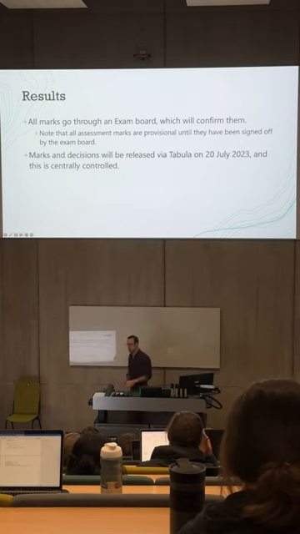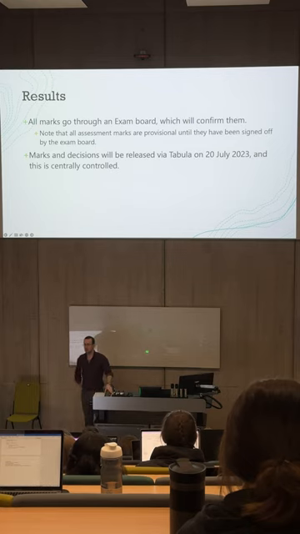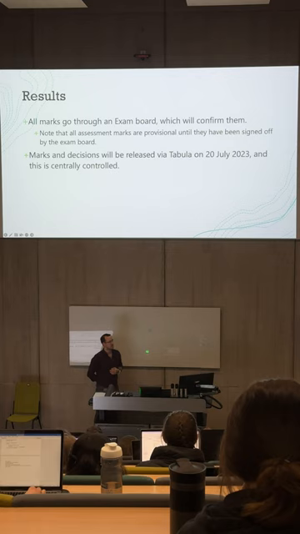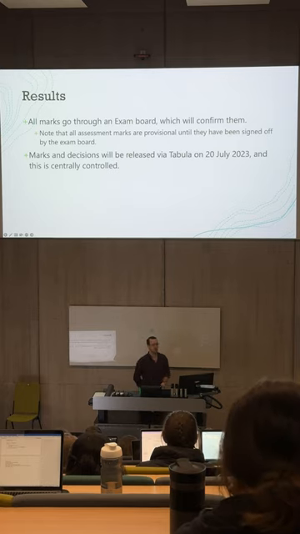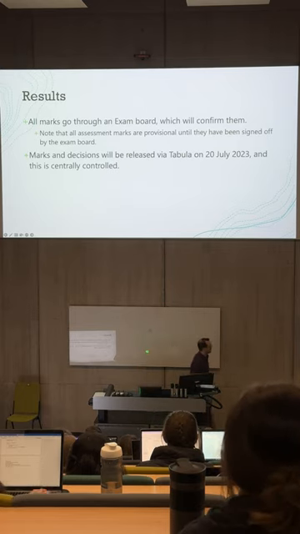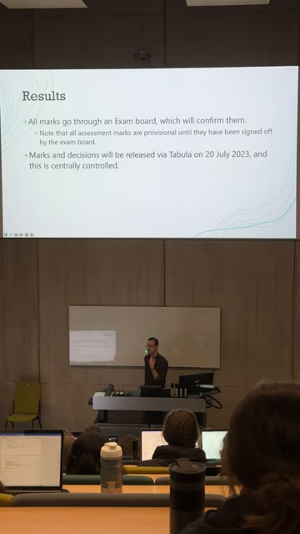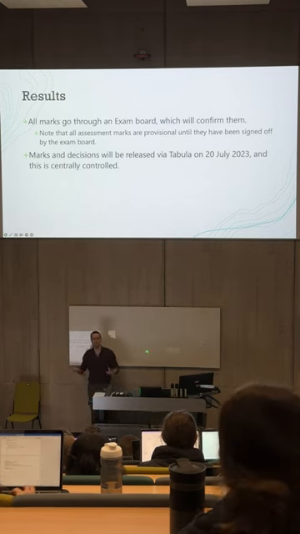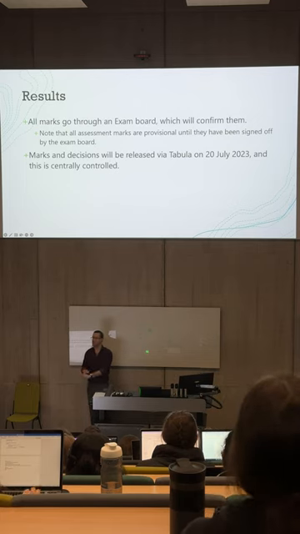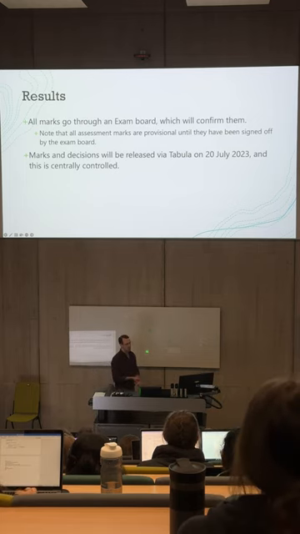Marks and decisions are released via Tabula on the 20th of July. This is a university controlled process. We don't do it. That is the date they have set. I appreciate that's quite late. I would like for it to be earlier too, but unfortunately it isn't. So you'll see it on Tabula where it'll show you all your marks and your decision. The decision is the decision of the exam board. The one that most of you are going to get is just progress to year three. That's the most common exam board decision.